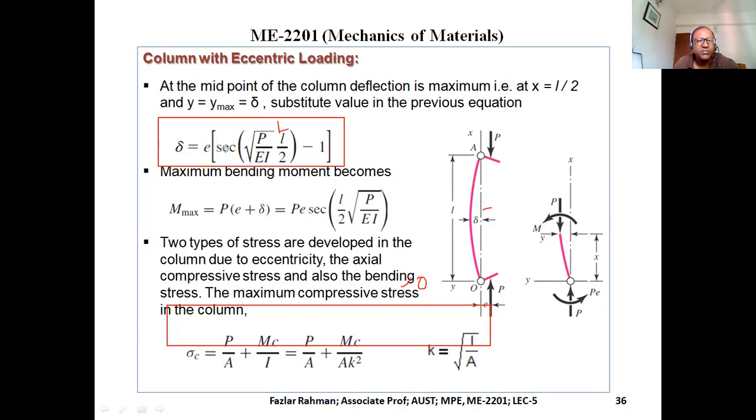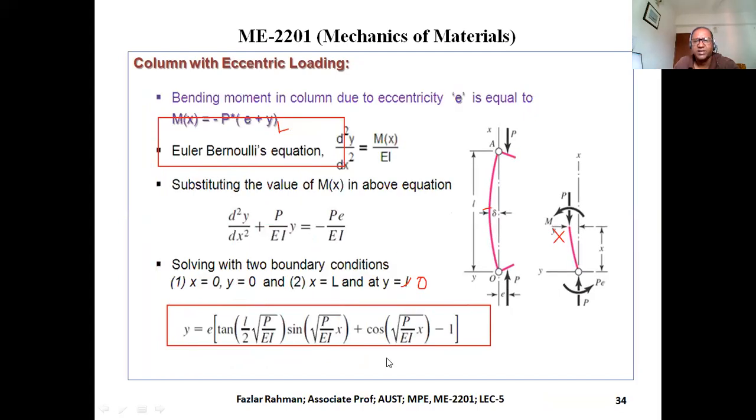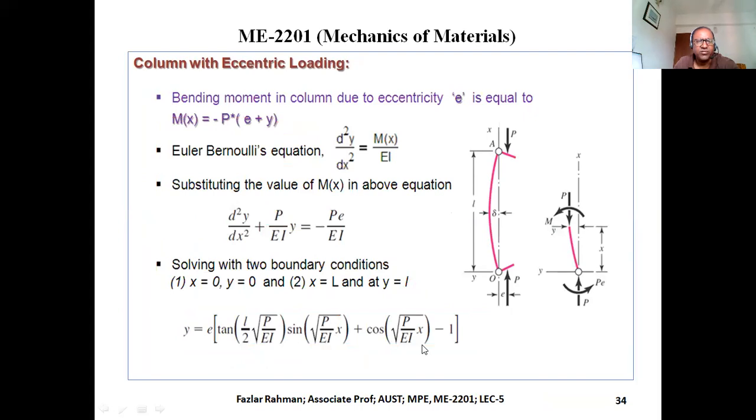And from this value, we would like to figure out what will be the maximum bending moment. If you look right over here, this value of M, we already figured out, right? M equal to, if we go back to the previous slide, this M equal to this value.